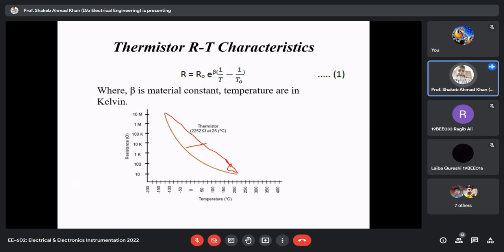So as I told you, because of the nonlinearity and the good sensitivity, it is not used for larger ranges like the one shown here. It is used for small ranges because it is very sensitive, so we can use it for the detection of small changes in temperature. If we use it for a small range, the nonlinearity will be less, and if we approximate it by a straight line, the error will also be less. This way, the nonlinearity of the thermistor is handled.